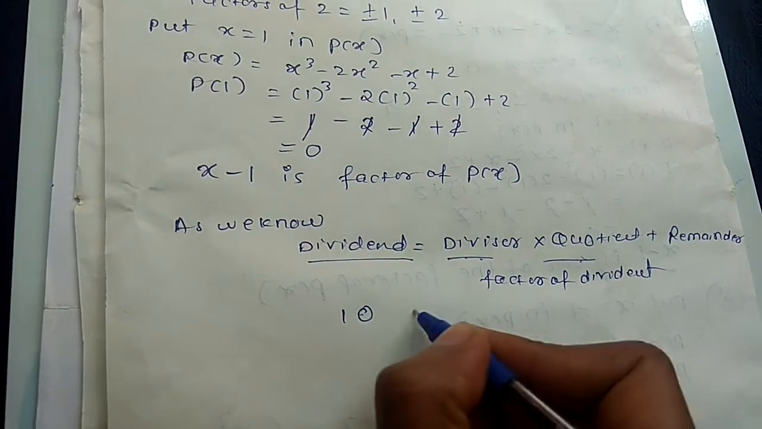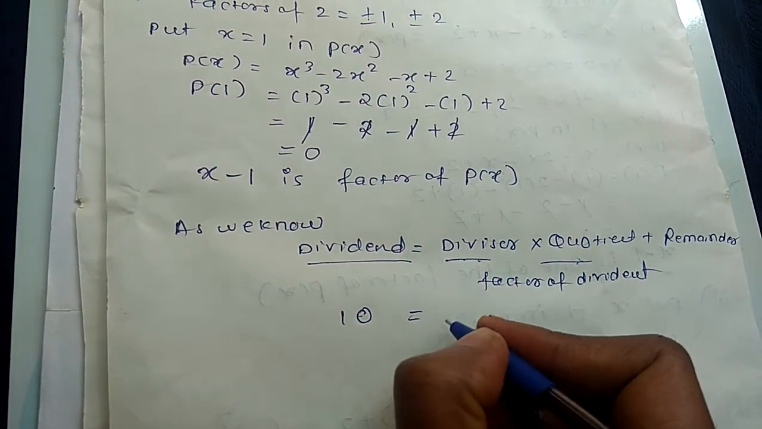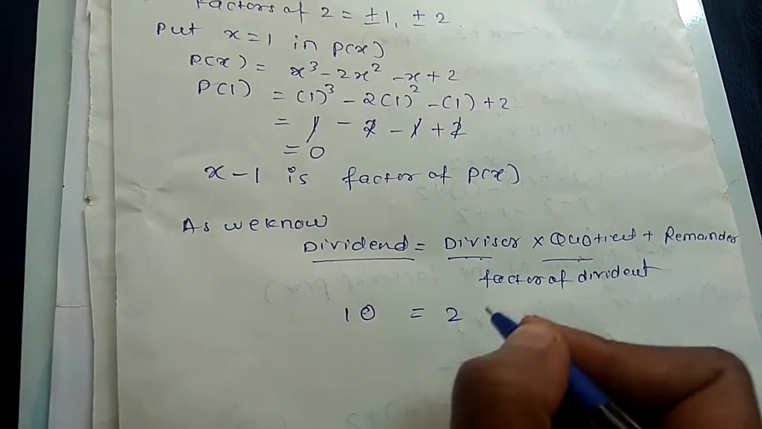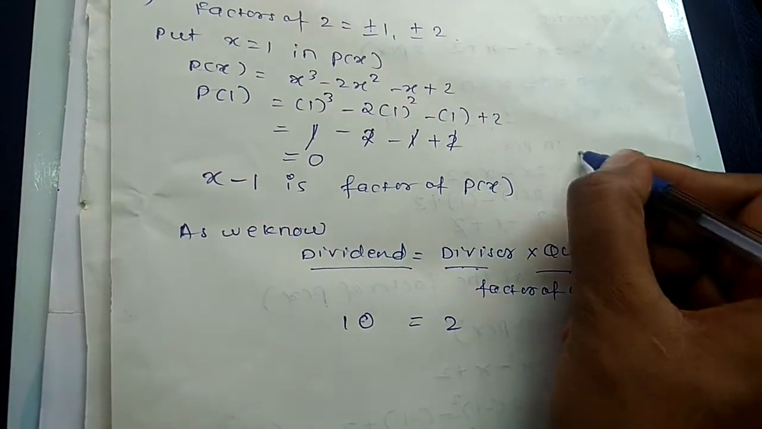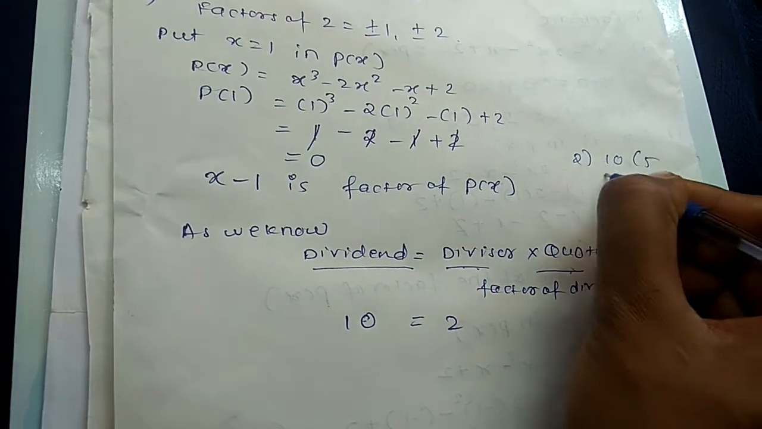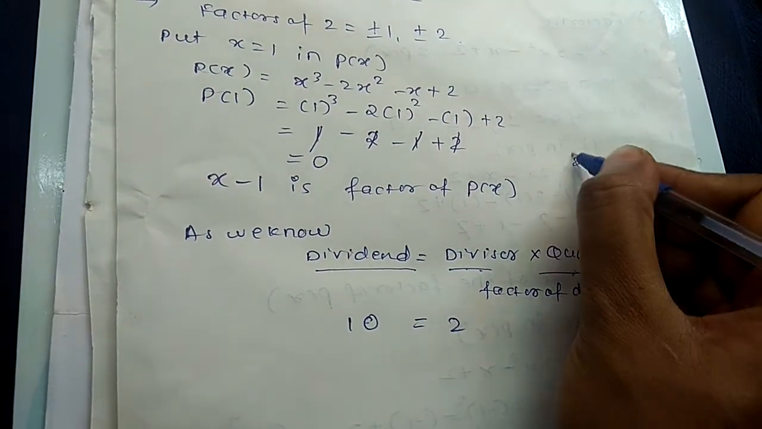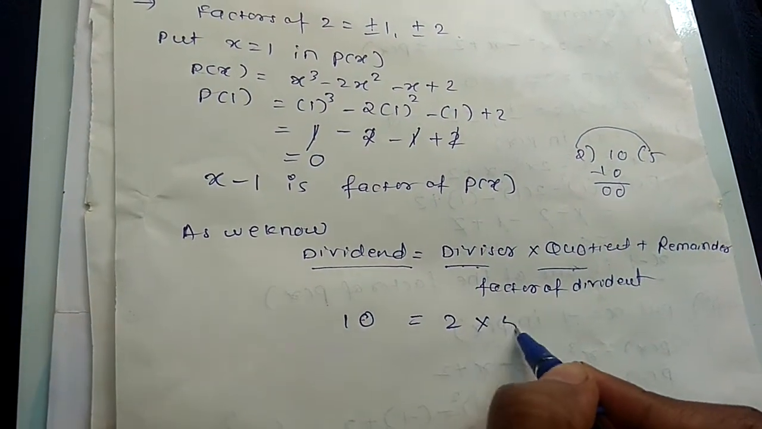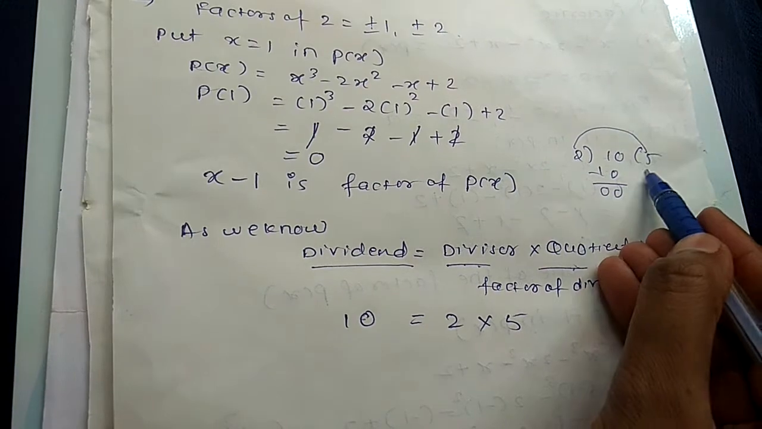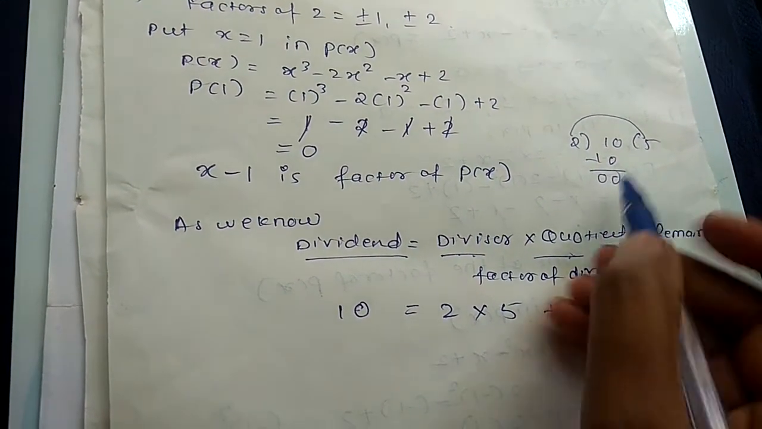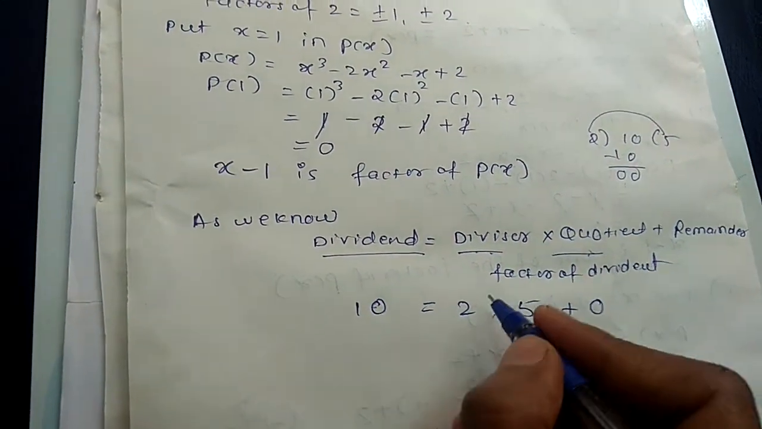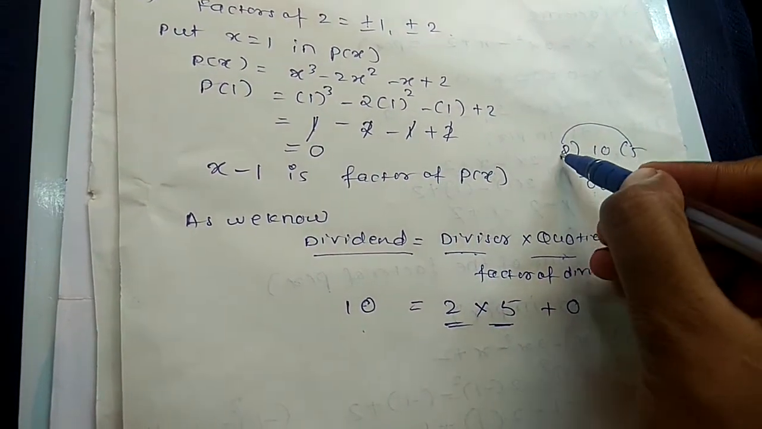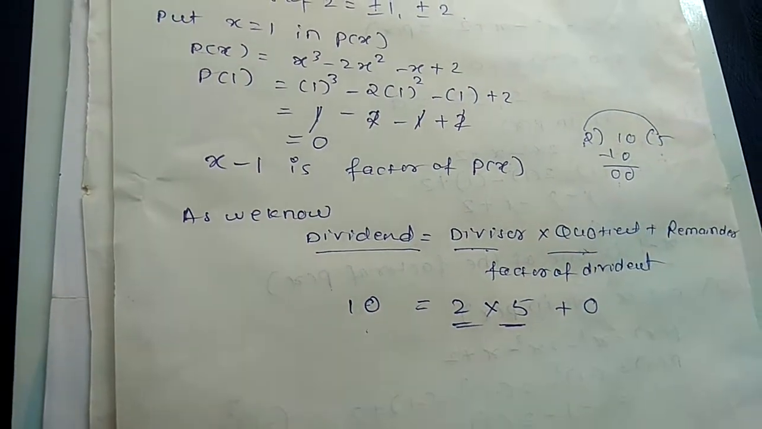I'll take one example of numbers and explain. If I take the number 10 and divide it by its factor, in which table does it come? It comes in the table of 2. So 10 divided by 2, 2 fives are 10. You can write 10 as divisor into quotient plus remainder, that is 2 fives are 10, plus 0. So you can see that these two, divisor and quotient, are factors of 10.